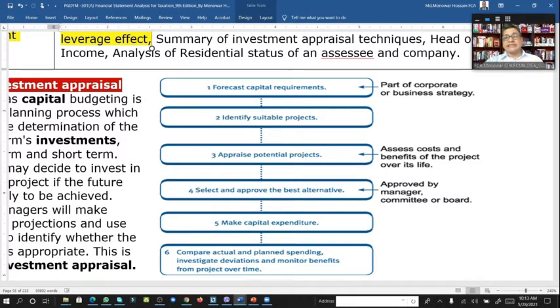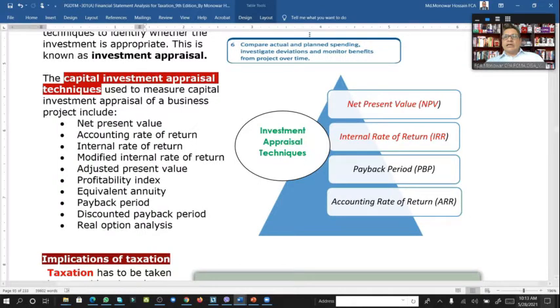Here we have to assess cost-benefit analysis and project overall lives, and using different types of techniques we select or approve the best alternative and make the capital expenditure. We also have to compare with the actual plan spending and monitor the project. Fundamental techniques are net present value, NPV, and internal rate of return, IRR.